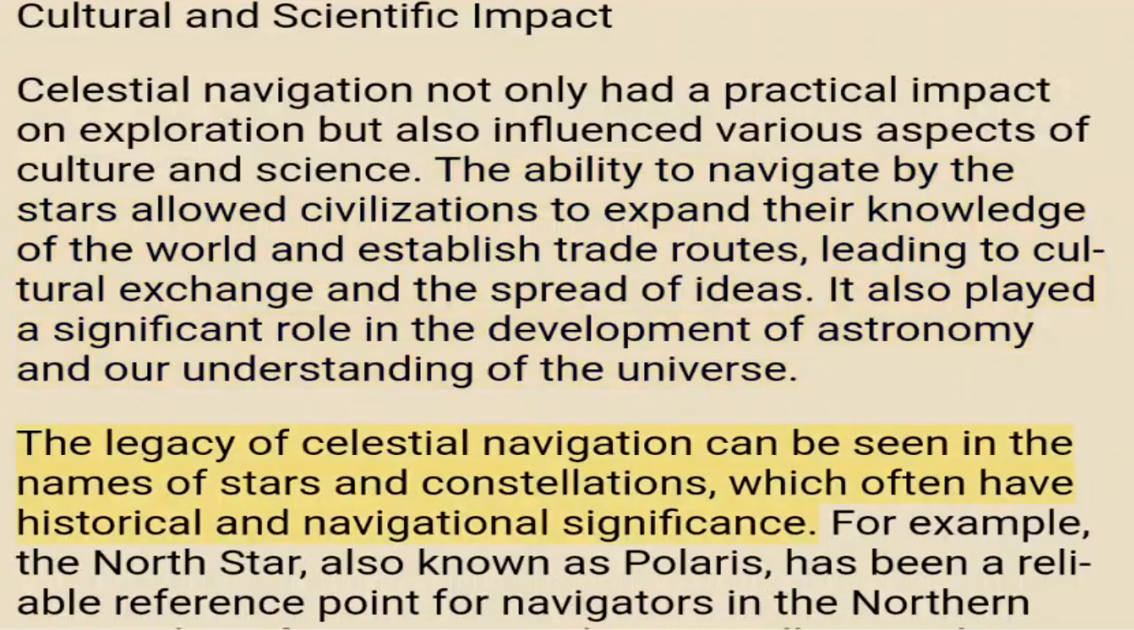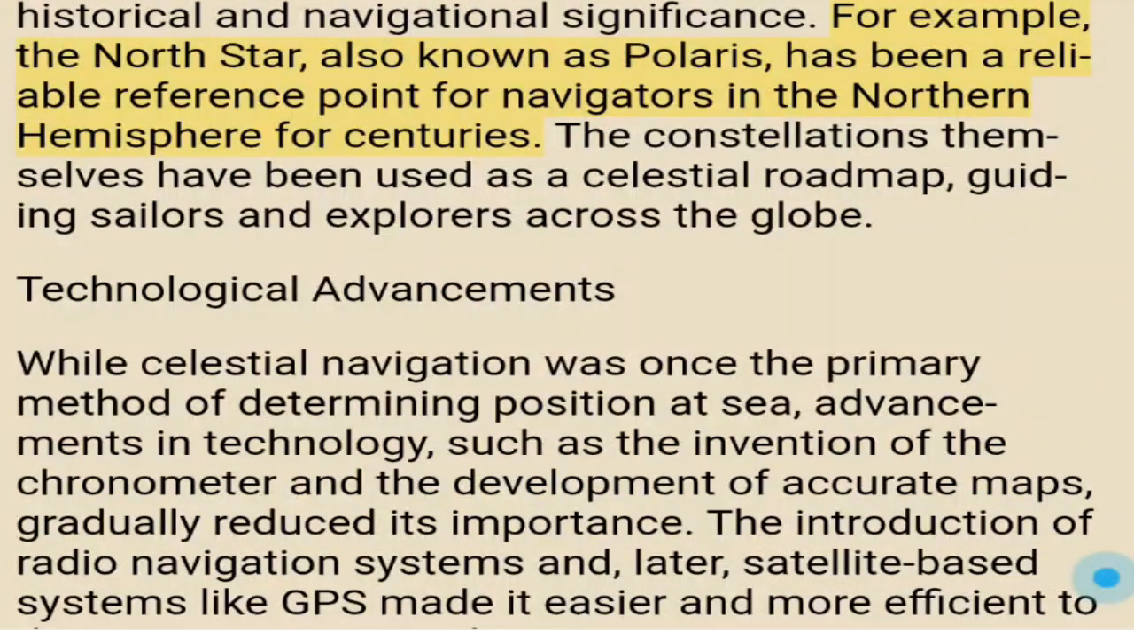The legacy of celestial navigation can be seen in the names of stars and constellations, which often have historical and navigational significance. For example, the North Star, also known as Polaris, has been a reliable reference point for navigators in the Northern Hemisphere for centuries. The constellations themselves have been used as a celestial roadmap, guiding sailors and explorers across the globe.